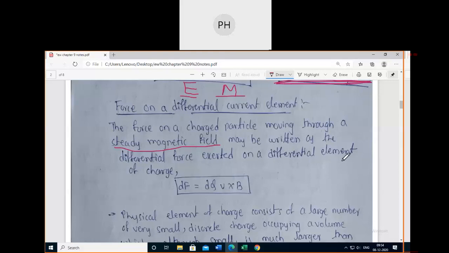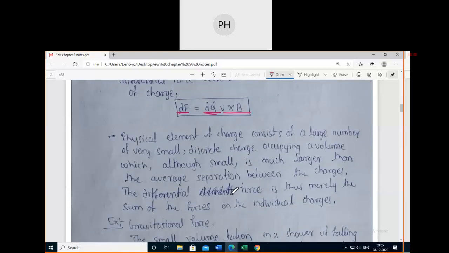It may be written as a differential force exerted on a differential element of charge. Differential force is given by dF and differential charge by dQ, and the remaining element is v cross B. The only thing we have changed is that F equals Q into v cross B, which we now write as dF. That is, a small elemental force with respect to a small elemental charge: dF is equal to dQ v cross B. So we are just taking the differential. The heading is force on a differential current element, because of that we take dF equal to dQ v cross B.